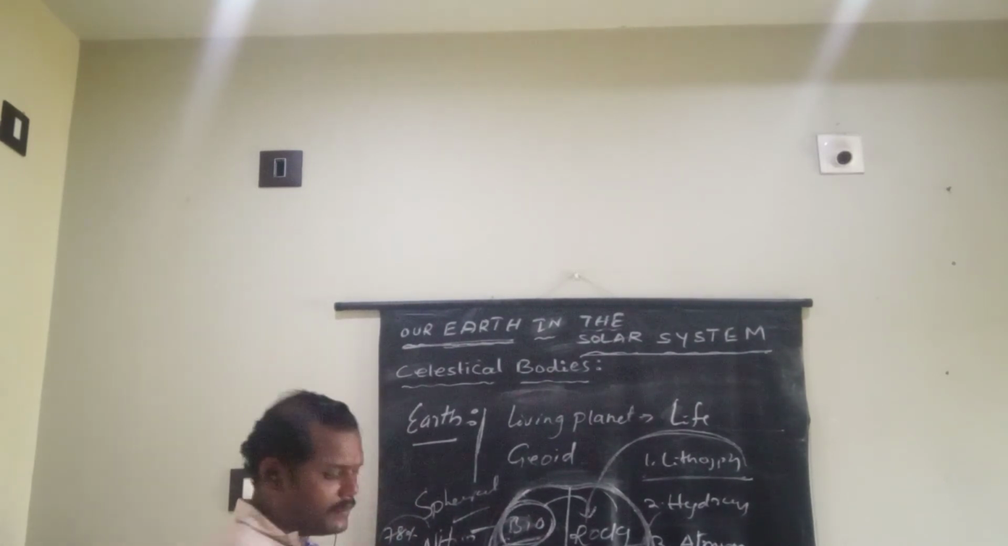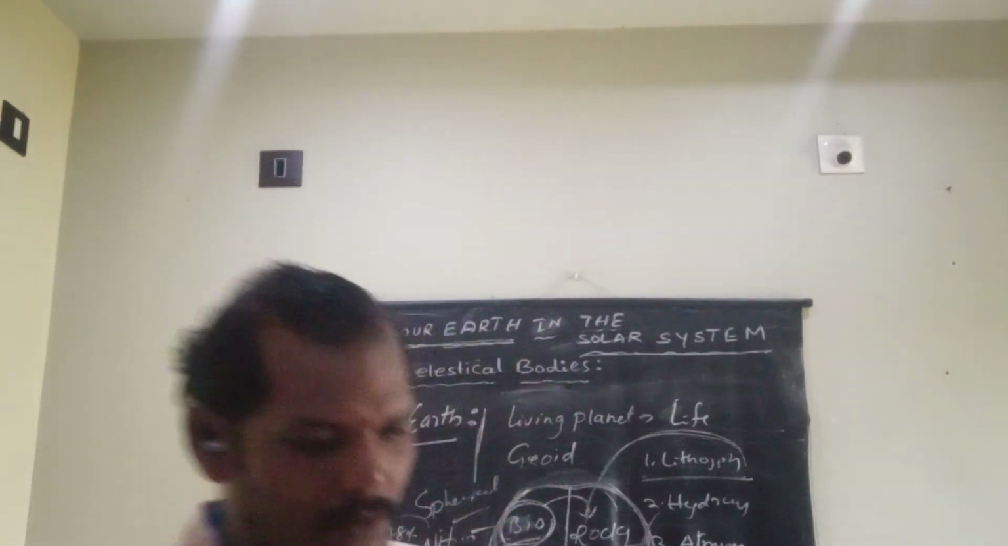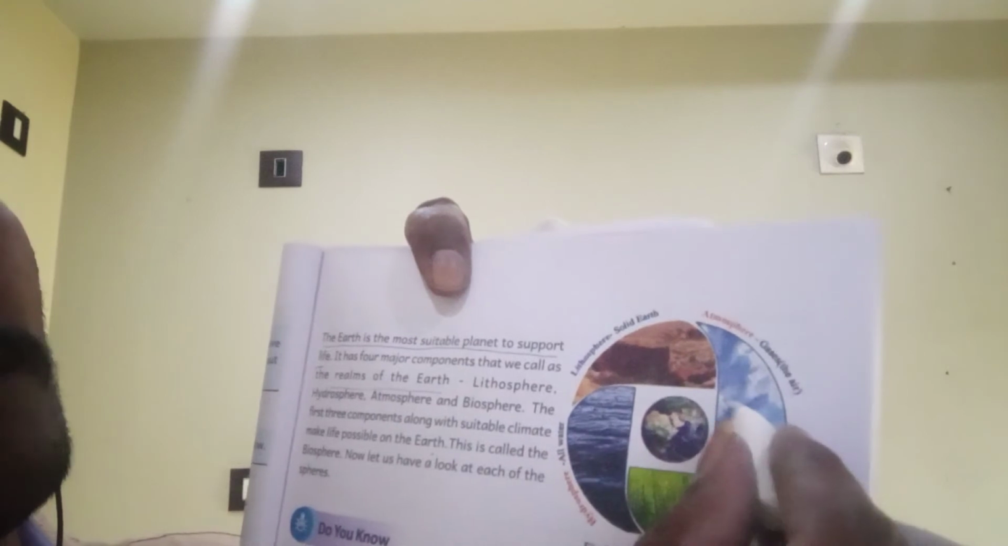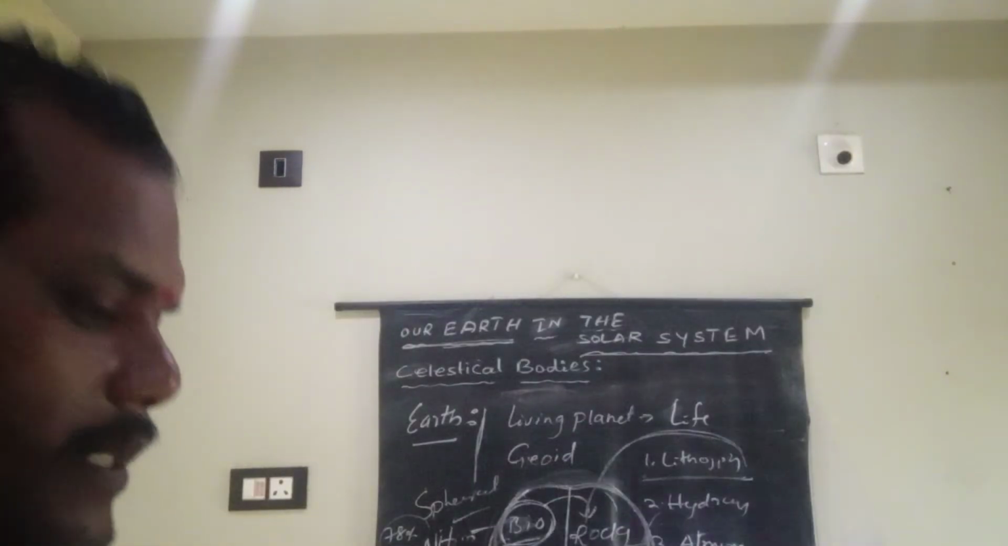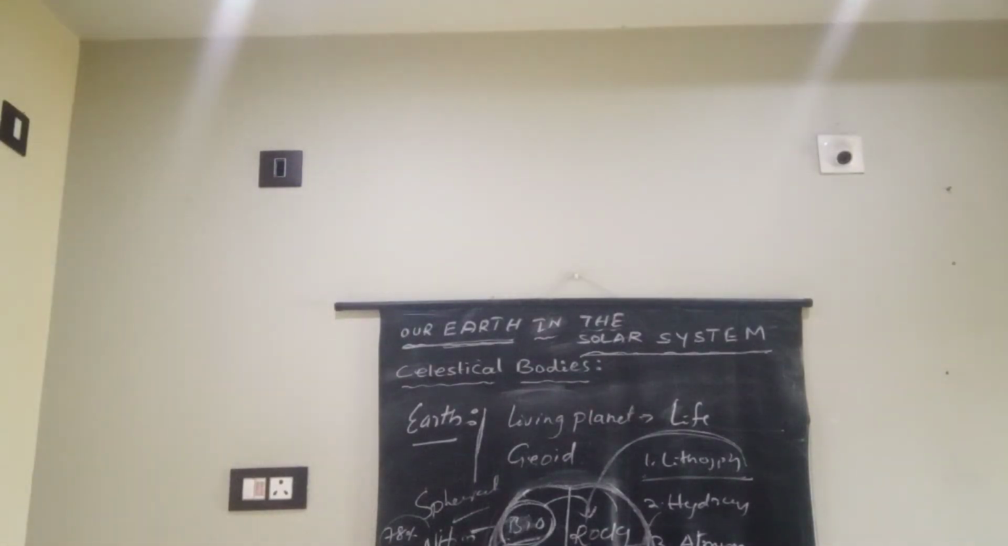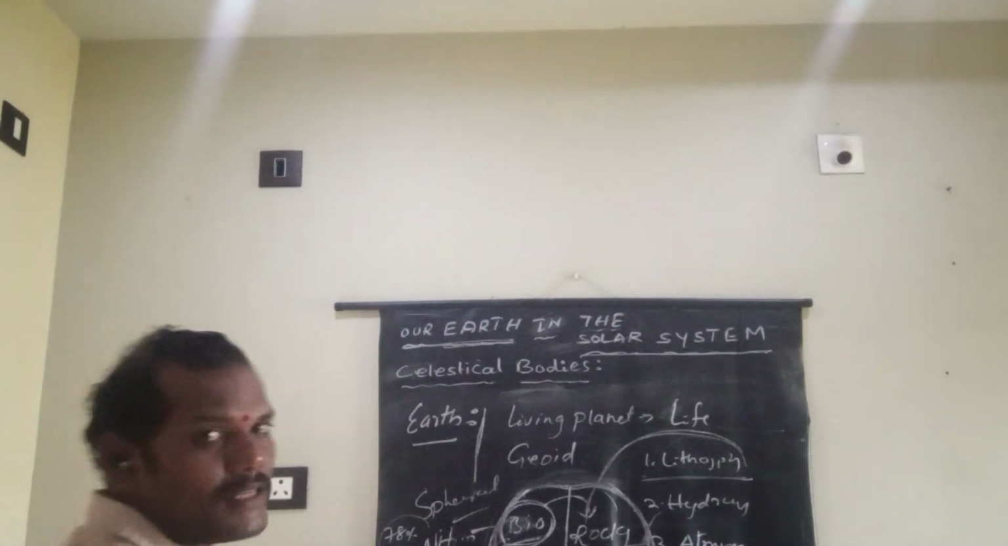Realms of the earth. The picture is also given in the textbook on the 7th page. This is the picture. Here are the atmosphere, hydrosphere, biosphere and lithosphere. These are all the four realms of the earth's surface.